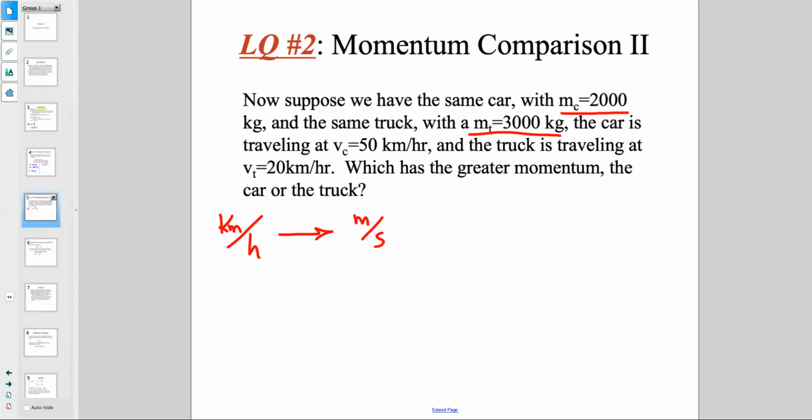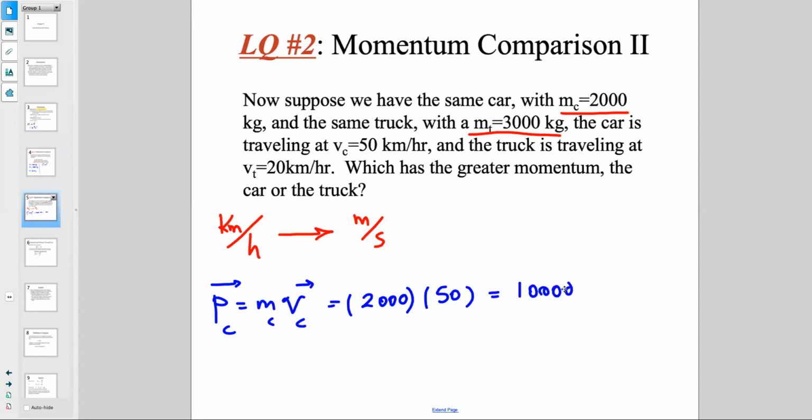So P for the car is m of the car times the velocity of the car, and these are vectors. The mass is 2,000 and the velocity is 50. Multiplying these two numbers gives 100,000 kilogram kilometers per hour.